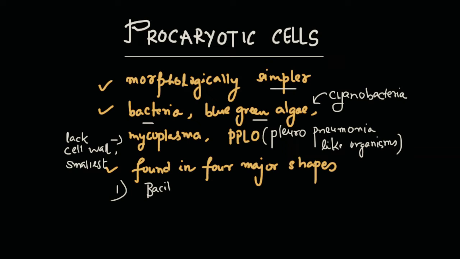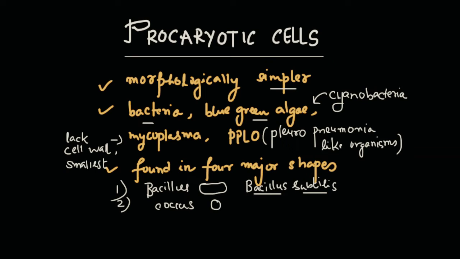Bacillus, which is rod-shaped. An example of a bacteria which has this shape is Bacillus subtilis. The next shape is coccus, that is spherical. An example of a prokaryote having this shape is Staphylococcus aureus.